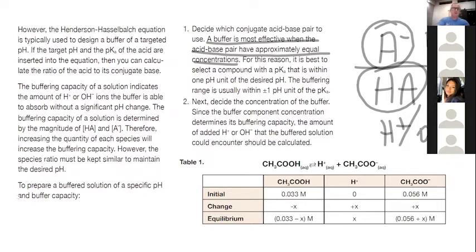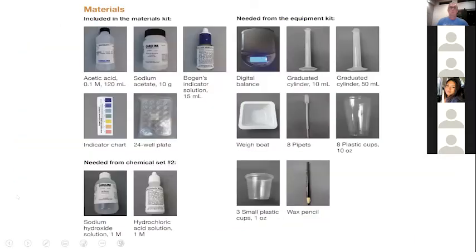So what are we going to make? These are all the things we're going to be making tonight. The acetic acid is already diluted for you, so we don't need to dilute that, although that would have been fairly straightforward. We have 10 grams of sodium acetate, so that's our conjugate base.